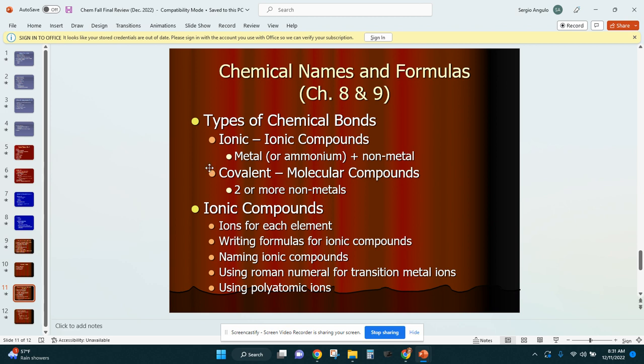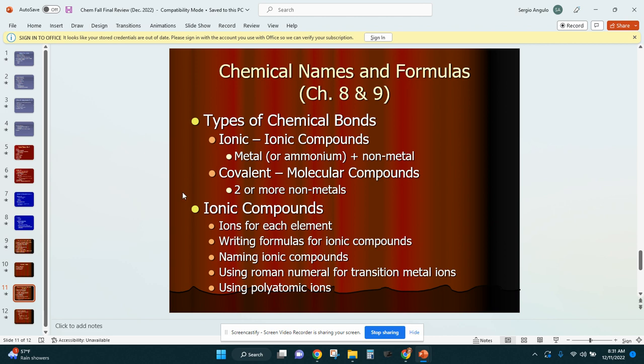Molecular compounds are held together by covalent bonds. Remember, covalent bonds are the ones where the electrons are being shared. The valence electrons are being shared between two atoms, and that holds the two atoms together. So molecular compounds are made up of two or more nonmetals. If they're all nonmetals in your formula and they don't start with NH4, then you have a molecular compound. So you should be able to identify them, and you should know how to find a metal and a nonmetal on the periodic table.